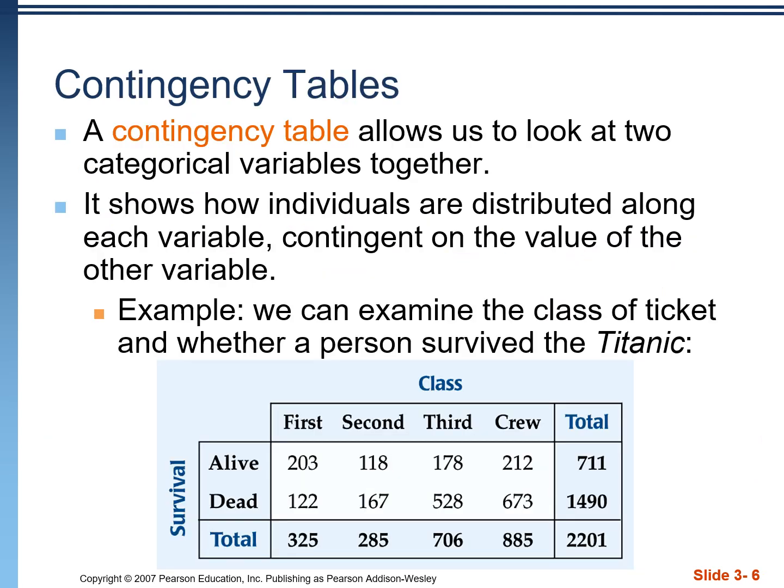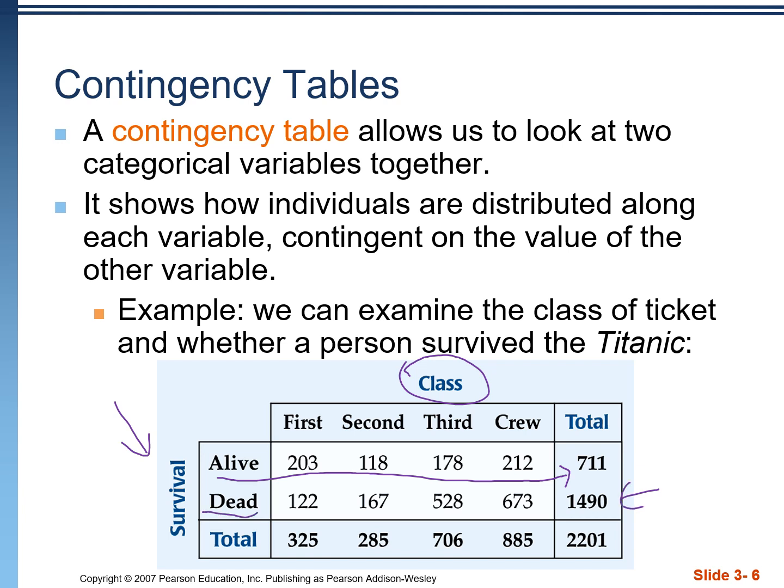Next up, we have contingency tables, which organizes 2 categorical variables. So we still have our class across the top here. And in addition to that, we have survival status. Did the passenger live or die after the sinking of the Titanic? If we look across the margins, so across this entire row, we can see that there were 711 survivors and 1,490 passengers that died.